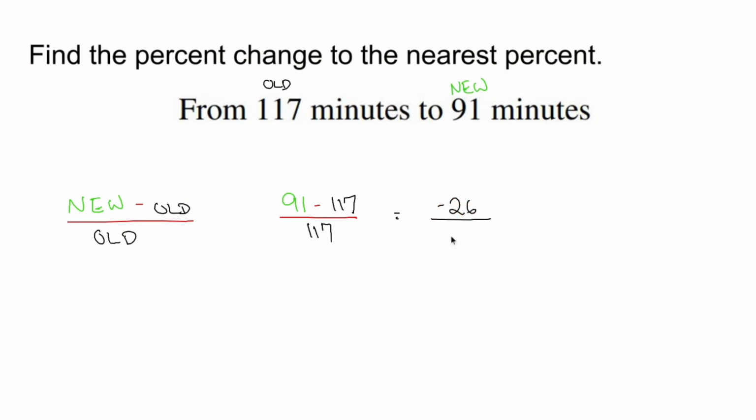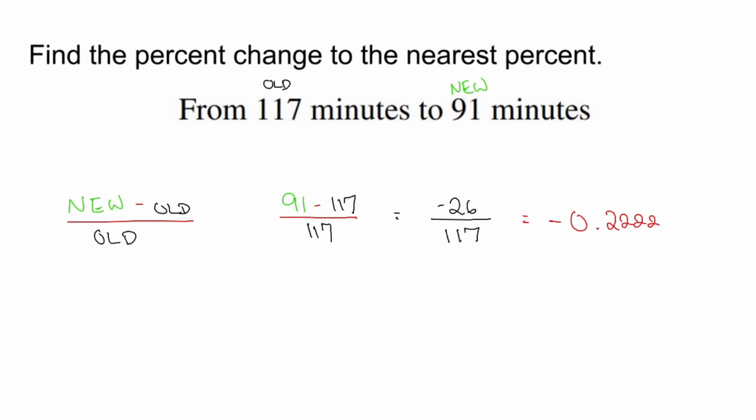Now, this is probably where you're going to need a calculator, unless you're really good. You run to your calculator and find out what negative 26 divided by 117 is. And you end up with negative 0.2222 repeating.